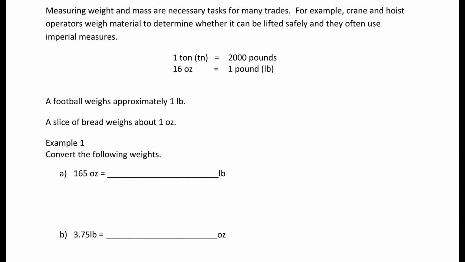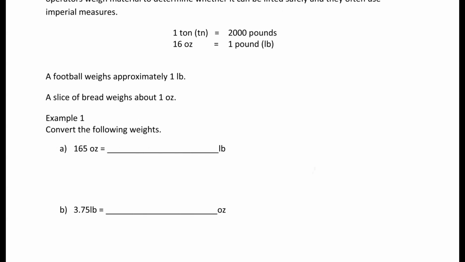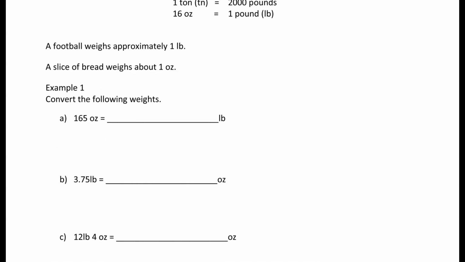We also have 16 ounces equals 1 pound, and you have your LB there. This is just to start us off, but we also have this on our formula sheet, so you can follow along with that as well. Just for a point of reference, a football weighs approximately 1 pound, and a slice of bread weighs about 1 ounce. So you have a point of reference when you're trying to figure out, okay, how much would that really weigh? You can think about those references just so you can connect the dots.